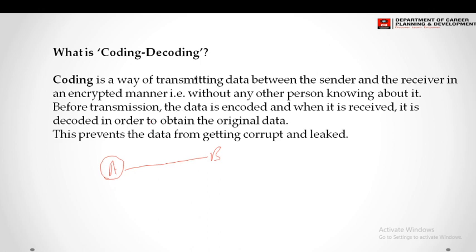So this is known as encoding. This data which is coded in a certain way, that is encoding. Then he or she sends it to person B. Person B then decodes that data, which is known as decoding. This is basically to prevent the data from getting corrupted and leaked. This is the main reason for coding decoding.